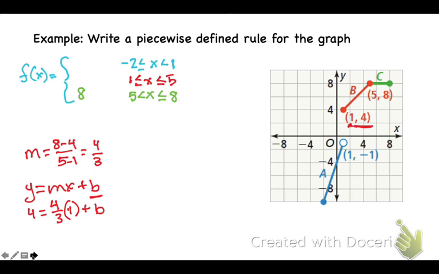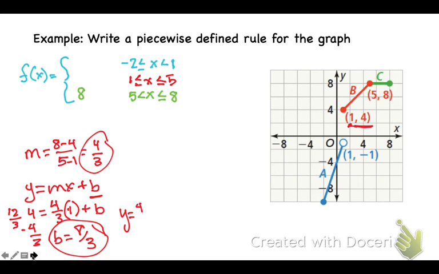Okay, so I have 4 equals 4 thirds plus b. How do I solve? Subtract 4 thirds? Yes? Yeah. So common denominators would make that 12 thirds, correct? Yes. So 12 thirds minus 4 thirds is what? 8 thirds. So b and m, yes? So we get y equals 4 thirds x plus 8 thirds. So I put that where? Right here. 4 thirds x plus 8 thirds.